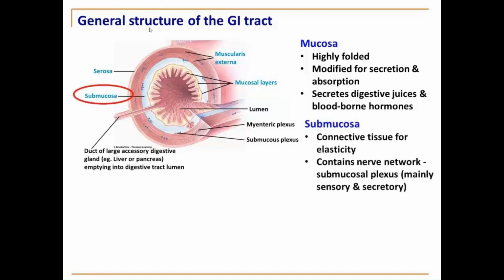We then have the submucosa. So this is the mucosa on the internal part, next to the food, and then you have the submucosa. This contains your connective tissue for elasticity, and it also contains your nerve networks. So you have your submucosal plexus. And the submucosal plexus is mainly sensory and mainly secretory in nature. And we'll talk about that a little bit later.